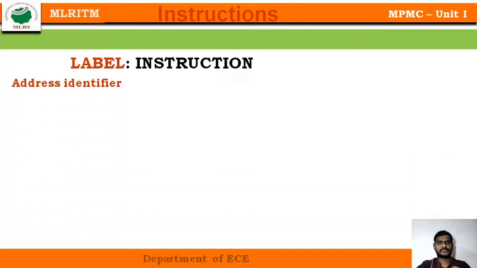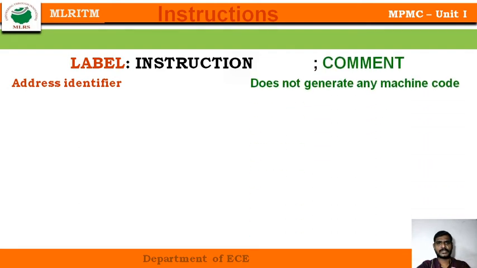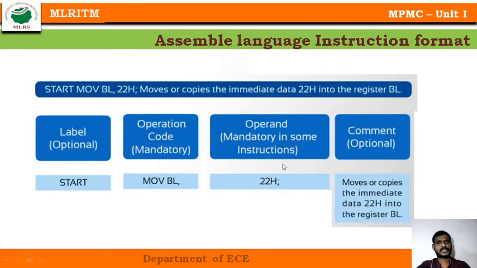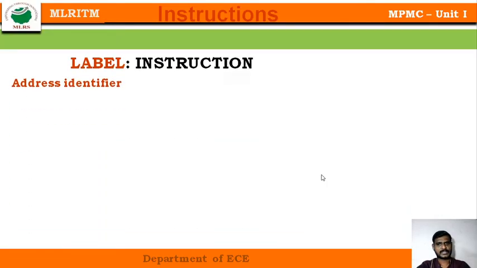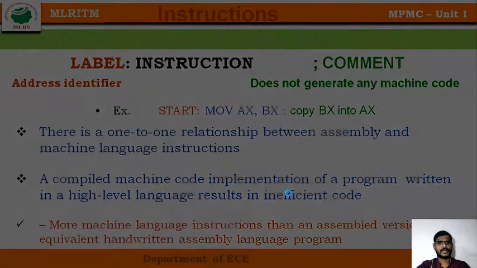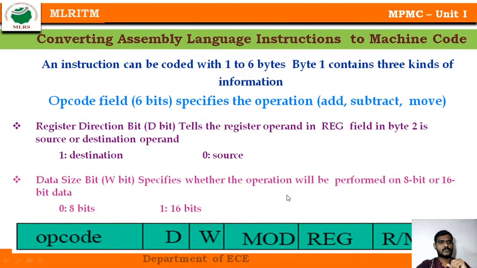Again, when we come to the format, let me give you one more example. MOV START AX comma BX, where START is again a label, MOV is the operation code, AX is the first operand field, and BX is the second operand field. Here the operand is given as a register, whereas in the previous example the operand was an immediate value, but in this example I have shown the operand as a register.